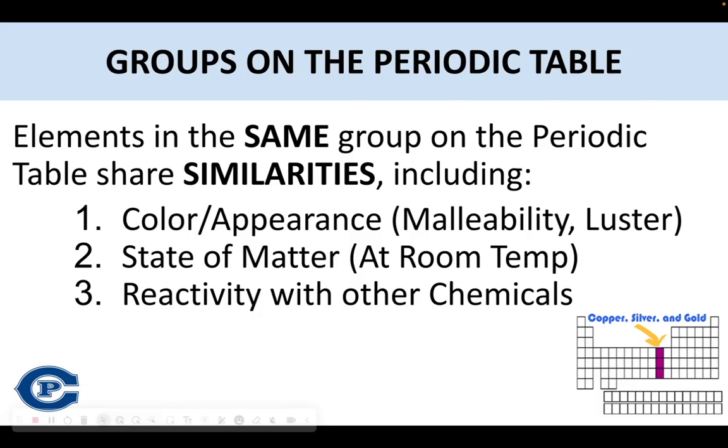I have a little brother. We both have brown hair, which is a similar characteristic, but I have brown eyes and he has blue eyes. So, not every element in the same group is going to be exactly the same, but they're going to have the majority of the same characteristics that allowed us to organize them that way.